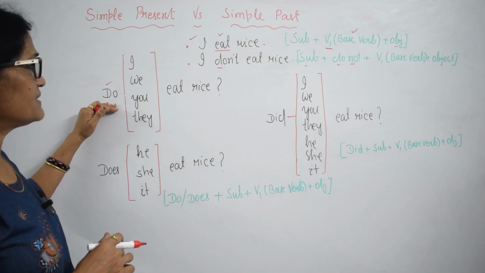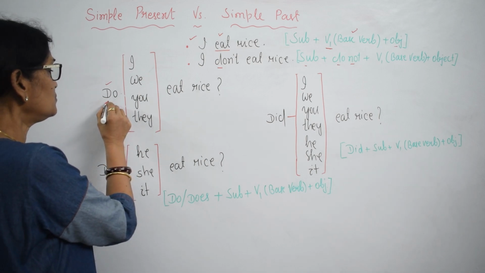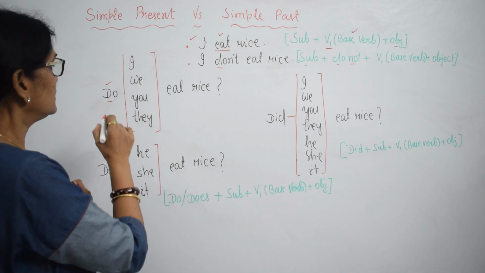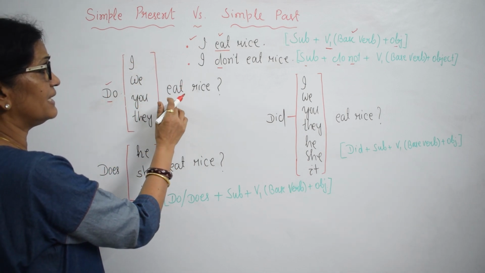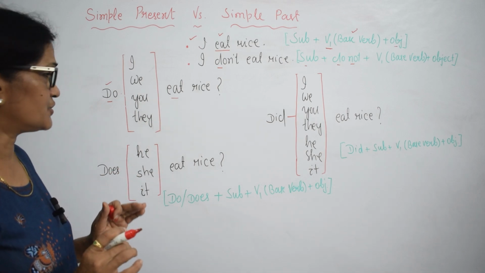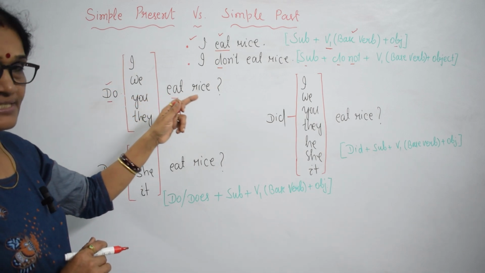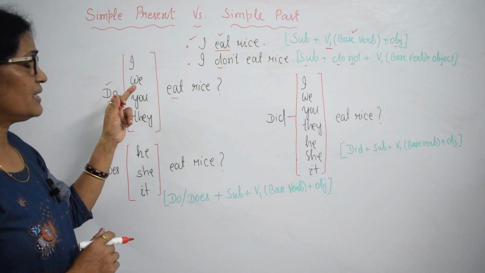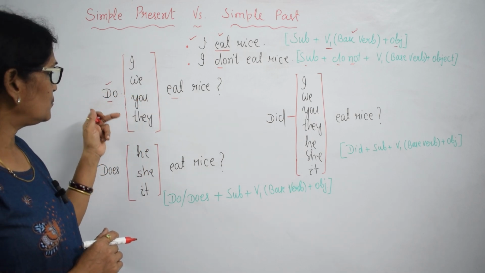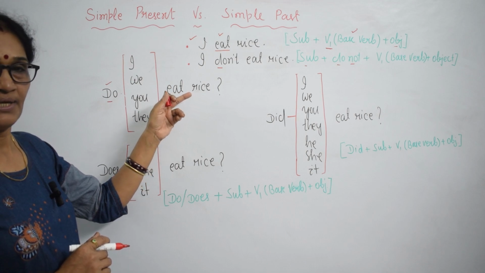So for interrogative sentence, we use do at the beginning of the sentence. Right? Do, then subject, then base form of a verb, then object. This is the structure. Do I eat rice? Do we eat rice? Do you eat rice? Do they eat rice? Right?